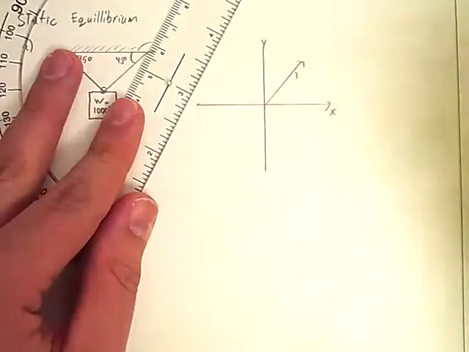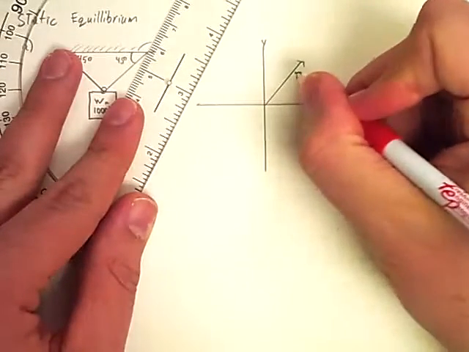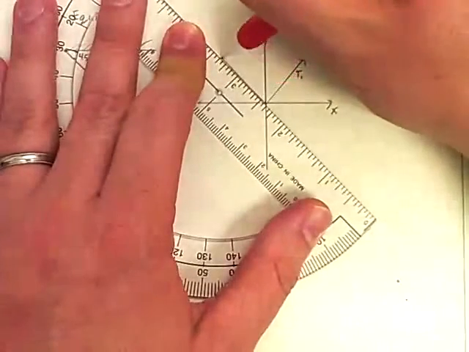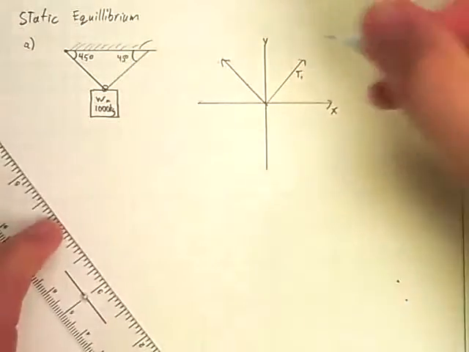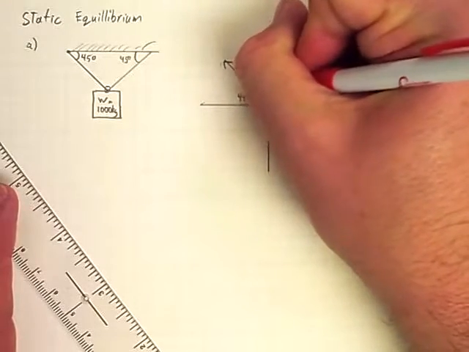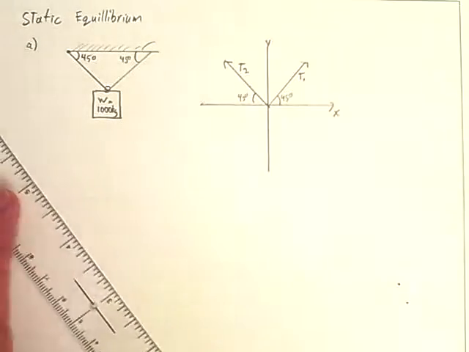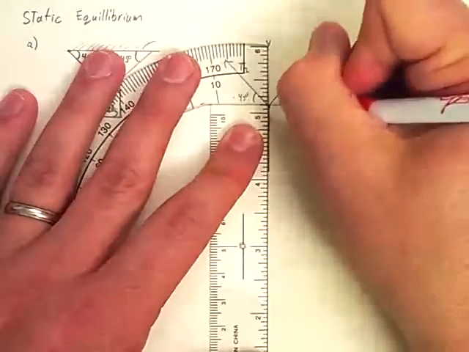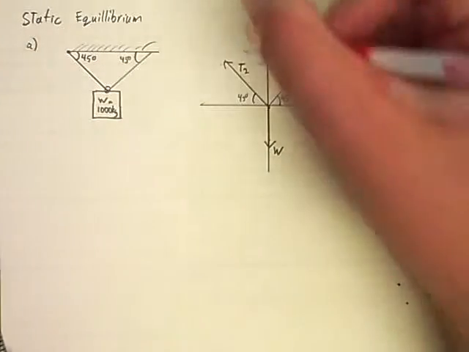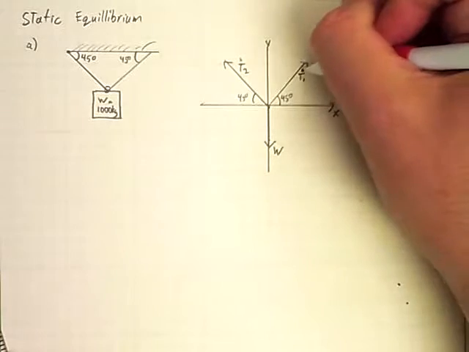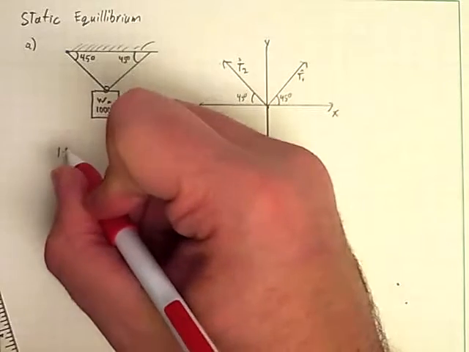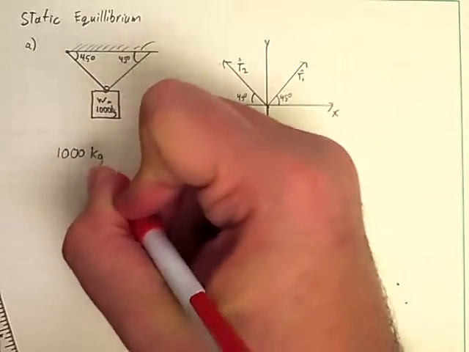We've got T1, which is the tension coming out of that cable. We've got T2 pulling up and back this way. And we know each of these is 45 degrees. And then we've got the weight of the object pulling down there. We don't know these two, but we know the mass of the object is 1,000 kilograms.